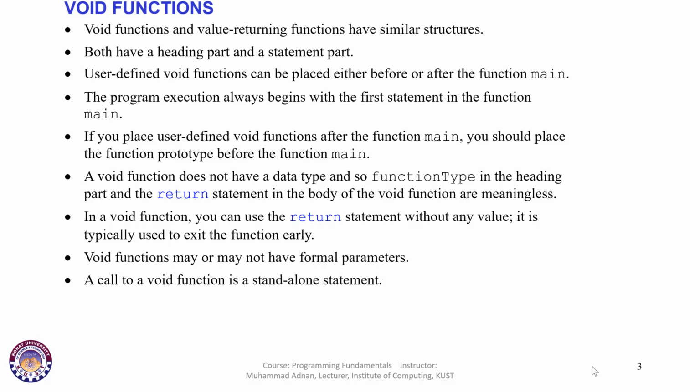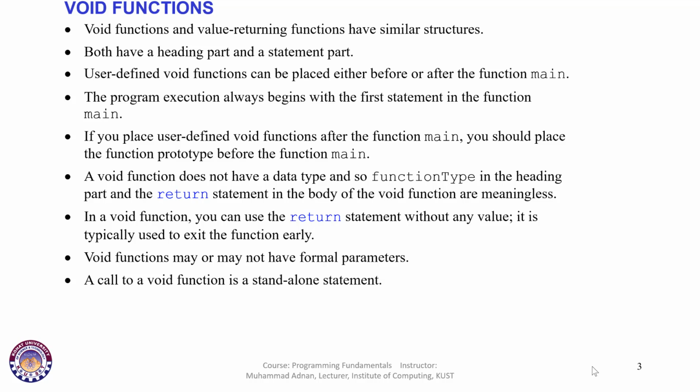So a void function and a value returning function have similar structures, except the void function will not return any value. It is just going to execute some statements and that's it, and no data, integer, float, boolean, double, etc. will be returned. Both void function and value returning functions have a heading part and a statement part, so they have similar structures. But where is the difference?